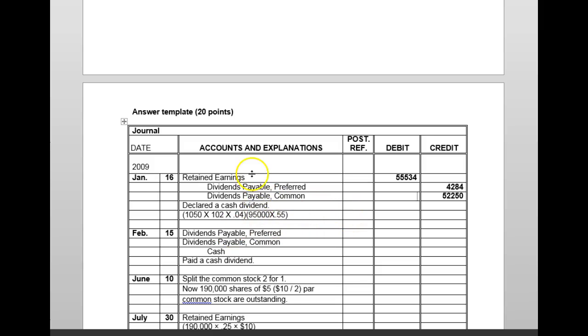And we're looking at dividends being paid now. Now you're going to come down and pay them. Well, you're just going to kind of reverse that, except instead of retained earnings, now you're going to credit cash, which is what you're paying, right? And you're going to debit the preferred and the common stock.